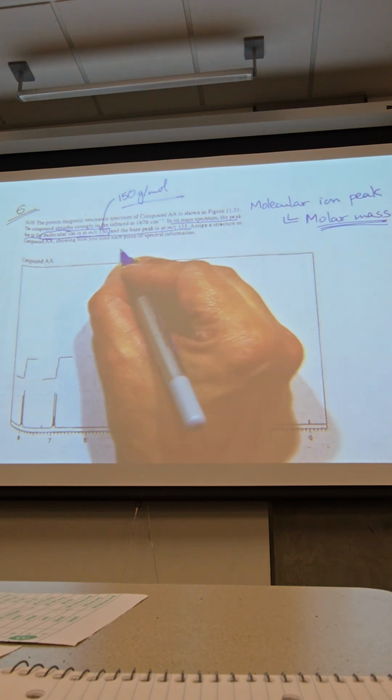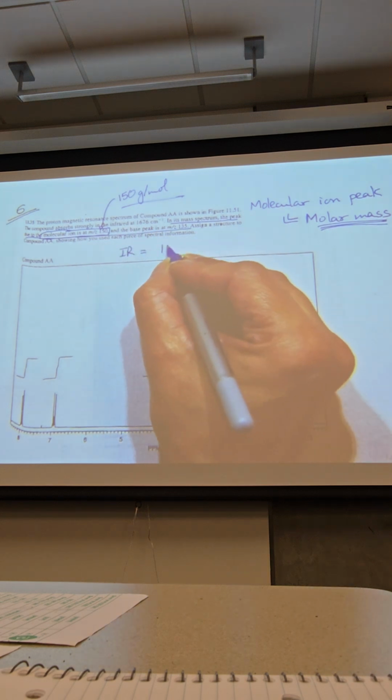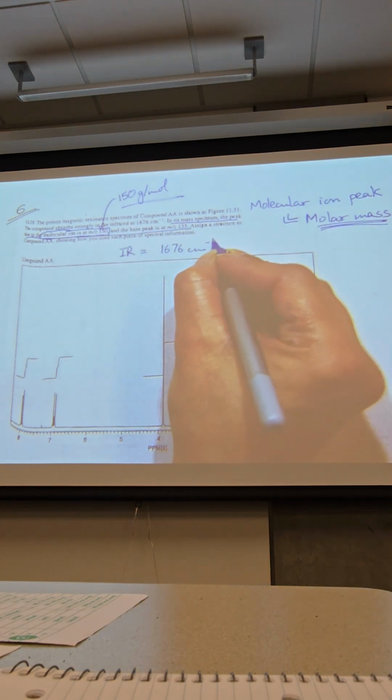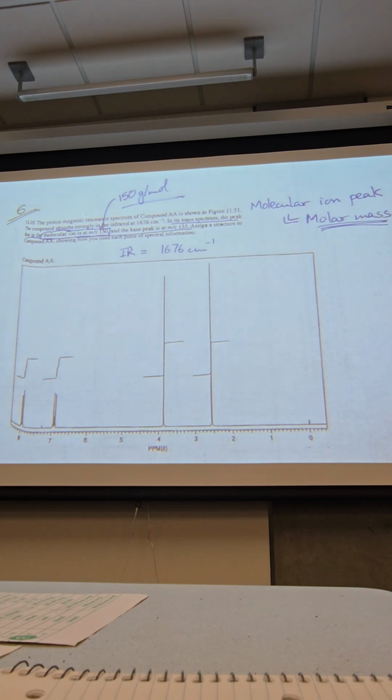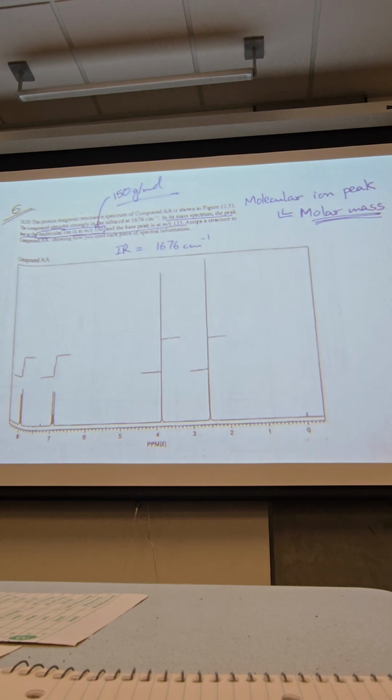But they do give us IR. IR about 1676 centimeter inverse. That can be a couple of different things. I'm going to hold my judgment on that for now because it could either be a conjugated C double bond O or a carbon-carbon double bond. So I'm going to hold off on that a little bit. But let's look at the NMR.